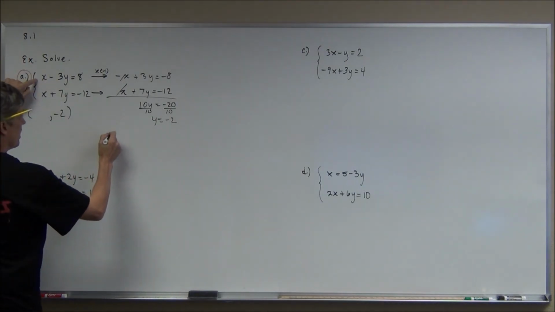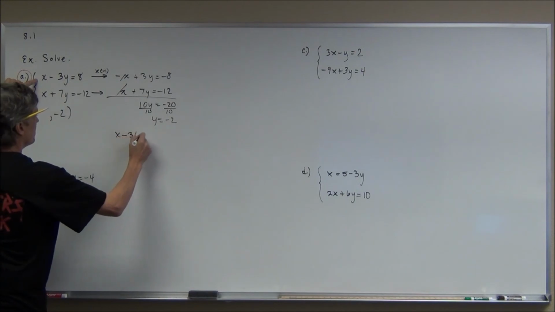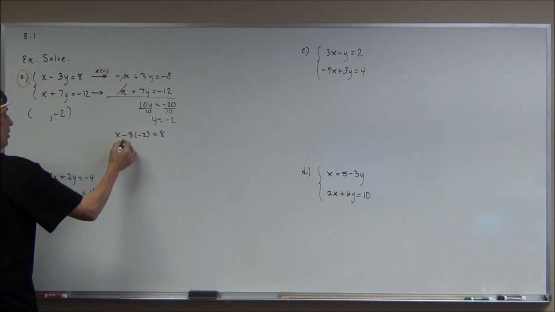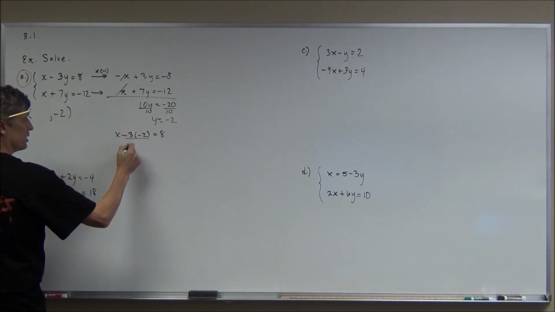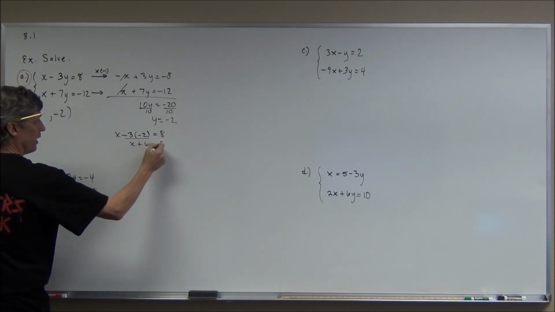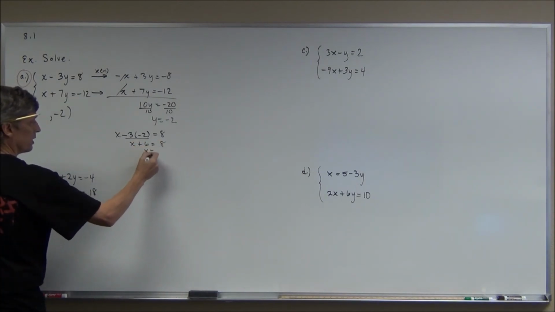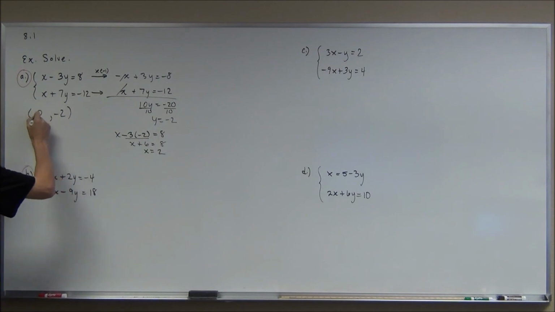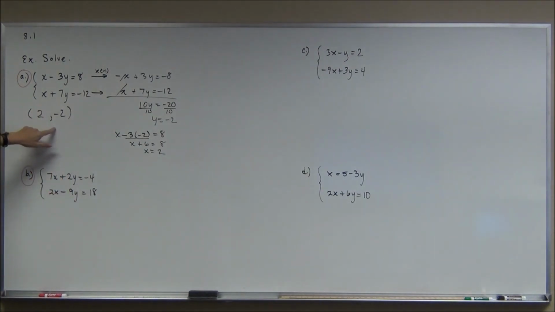Careful with your sign. I have x minus 3 times -2 equals 8. That's going to be x plus 6 is equal to 8. Subtract 6 from both sides, I'm going to get x is equal to 2. So it looks like 2, -2 would be my solution here. 2 minus 3 times -2, that would be plus 6, that works. 2 and a -14 is -12, that works. This is a good looking answer.